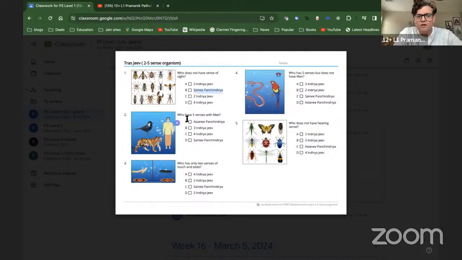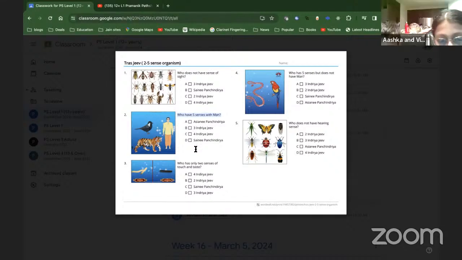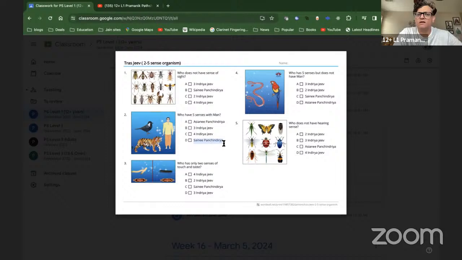ठीक है? Who have five senses... or rather, the question is not grammatically correct. Out of these, which ones have five senses, or rather we should say, men are what kind of five sense organisms? Go ahead, Ashka. Letter D, Sani Panchendriya. Perfect. Good job, Ashka.